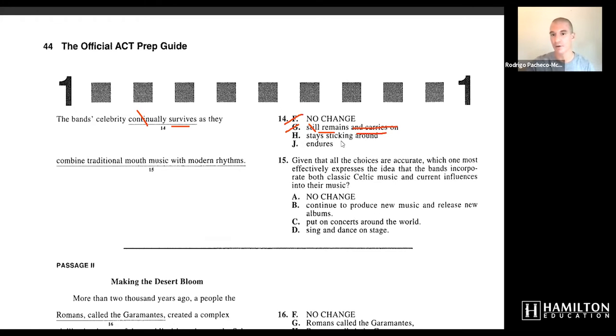Stays, sticking around. This is here a redundancy, but this is also pretty informal. So we would eliminate H as well. J is our correct answer, endures. This means to survive, to keep existing, and it's the most concise answer.